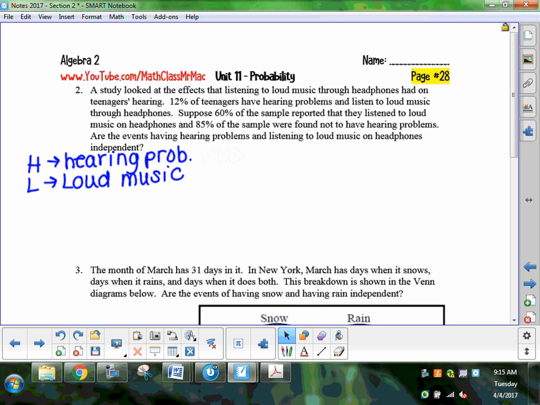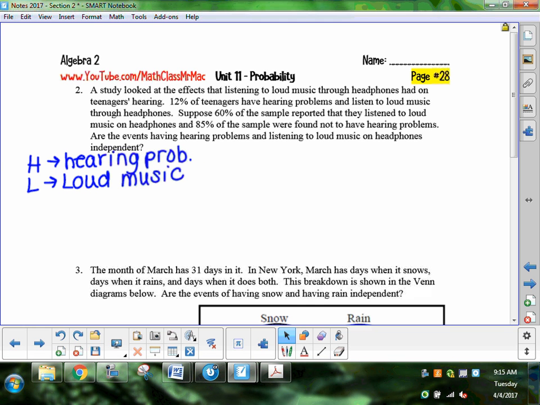What's one probability that we know from this, Grace? Loud music and hearing problems is 12%. So the probability that you're in both groups, which means the probability that you have a hearing problem and you listen to loud music, is 0.12. What's another bit of information we can pull out from this, Connor?